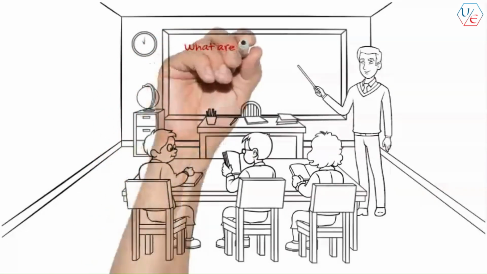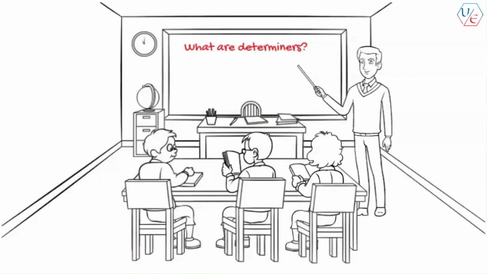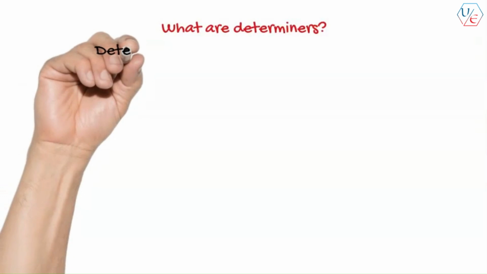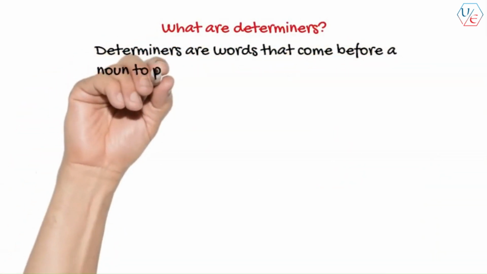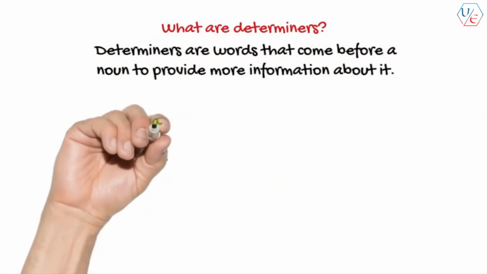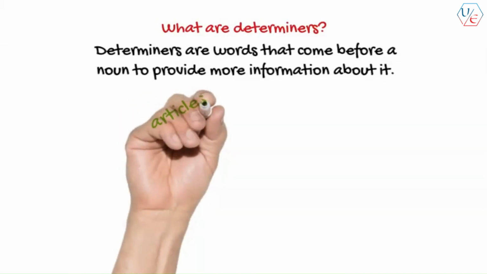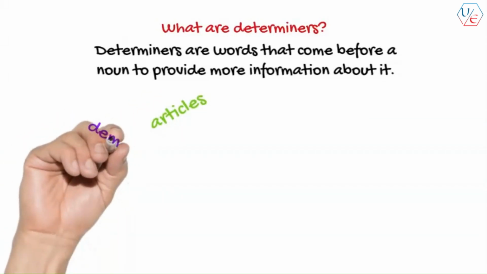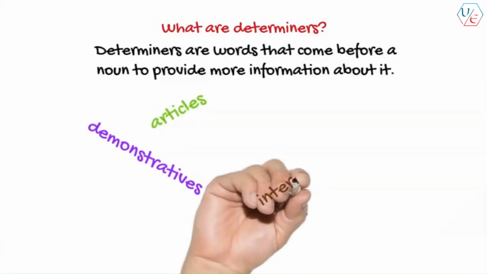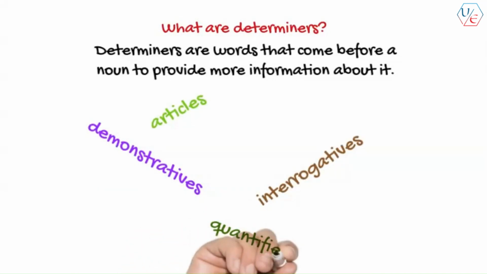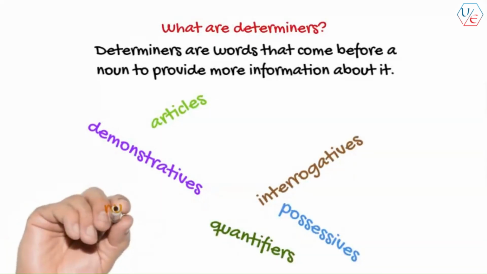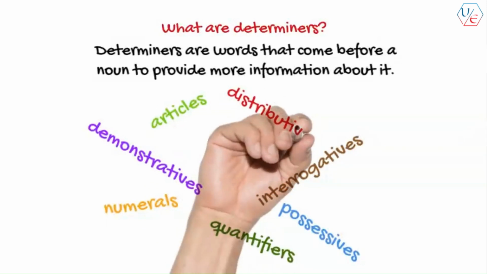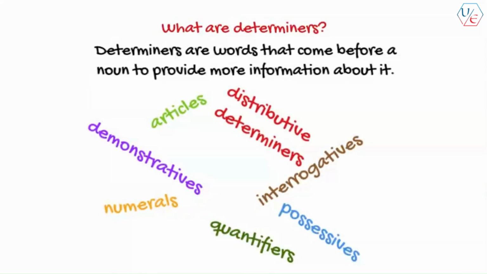So, what are determiners? In simple terms, determiners are words that come before a noun to provide more information about it. They can be articles that we have studied just in the previous video, demonstratives, interrogatives, quantifiers, possessives, numerals, distributive determiners, and predeterminers.